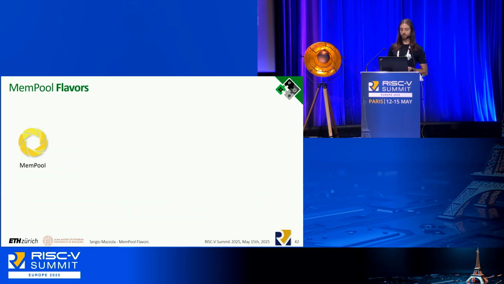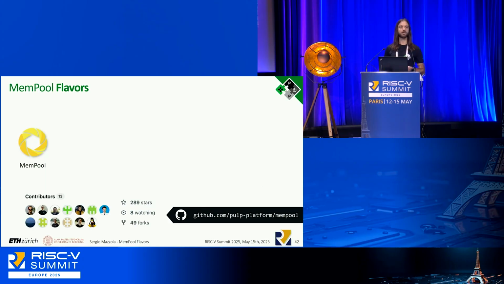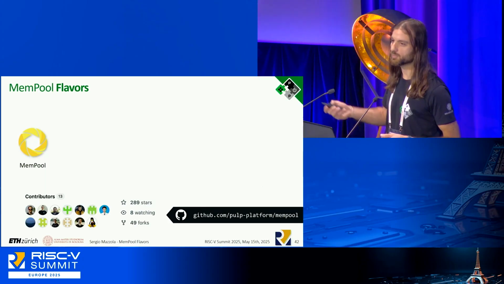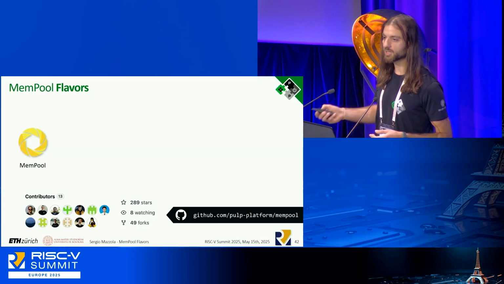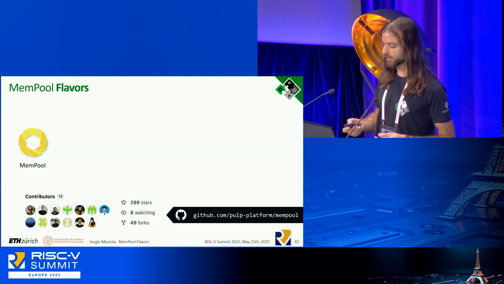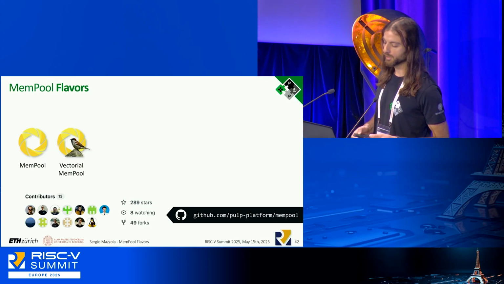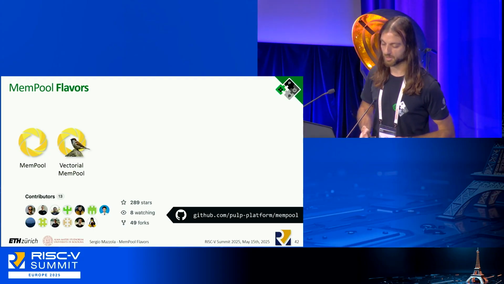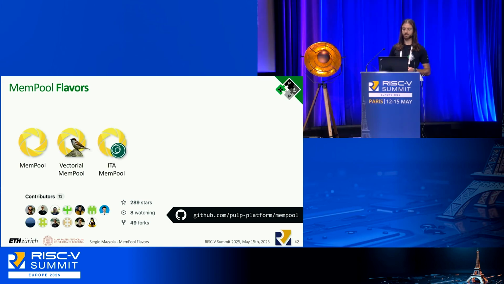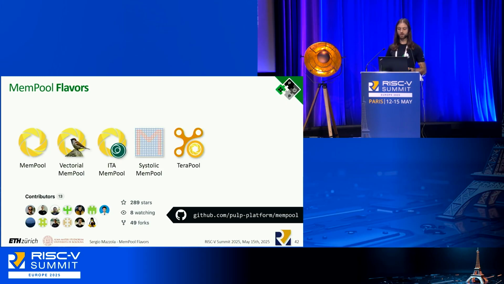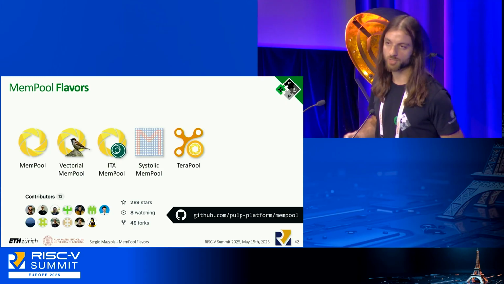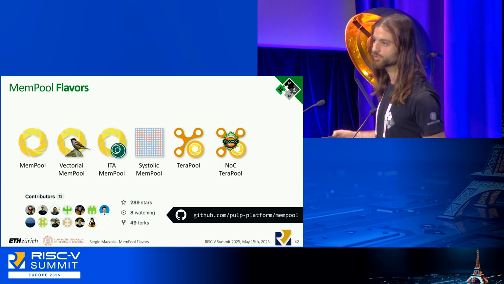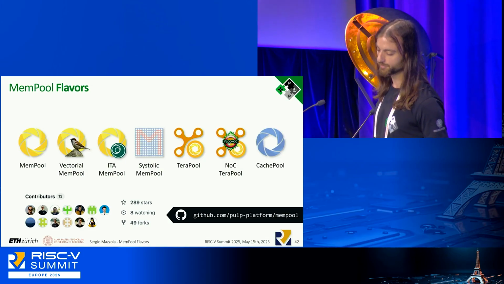But MemPool is not only an architectural solution to this, because it's a very active project. We have a very lively GitHub repository with many, many contributors. And over the years, this brought to the development of many architectural variants of MemPool that cover a large trade-off between versatility and performance. We have vectorial workload acceleration, we have transformer acceleration, we have systolic variants. We are researching into scaling MemPool up to thousands of cores and using network on chips and also cache-based system.